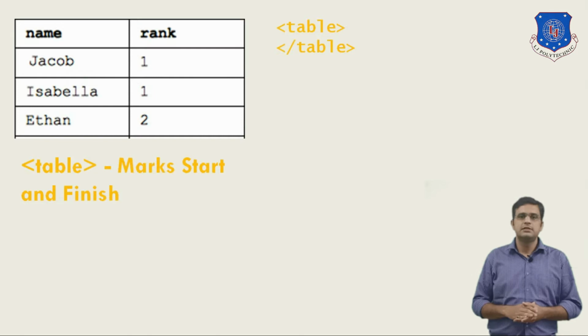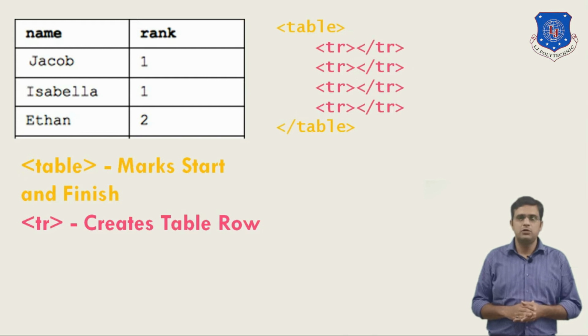Table creation starts with the table tag. It is used to mark the start and finish of any table and is used only once in a single table structure. The TR tag stands for table row and is used to create a row in a table. So, the number of TR tags is equal to the number of rows in your table. In our example, there will be 4 TR tags since we want to create 4 rows in our table.